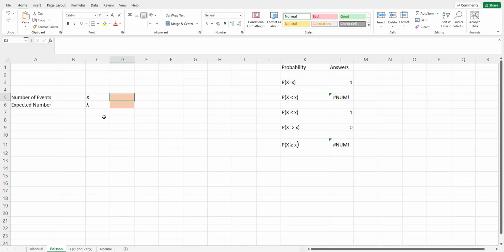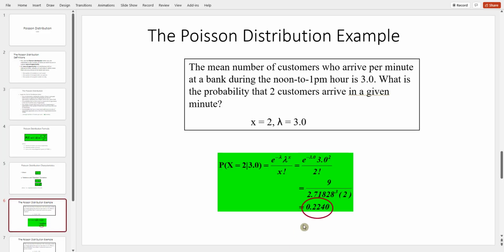We can also use my template. The expected number, which is lambda, is 3, and my x is 2. If we look over here to the right, I have different probabilities. We want the probability that x is equal to 2. So x is equal to x. We want this one here, and as you can see, we get 0.2240. Okay, that's the same answer we got when we did it by hand.